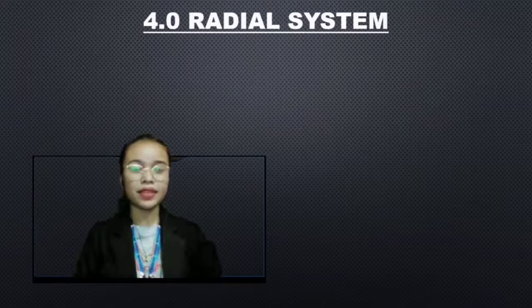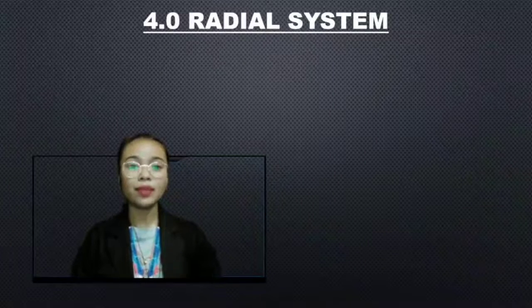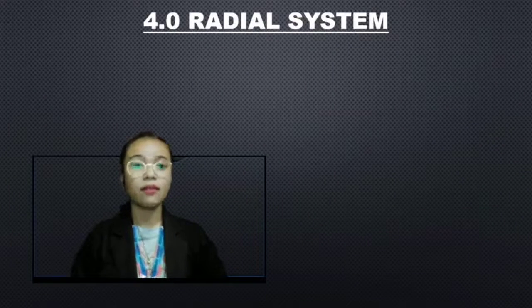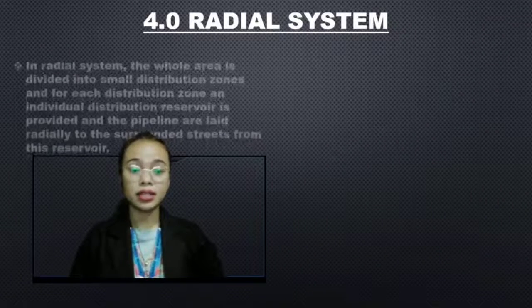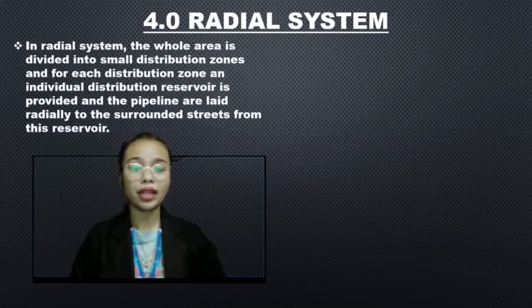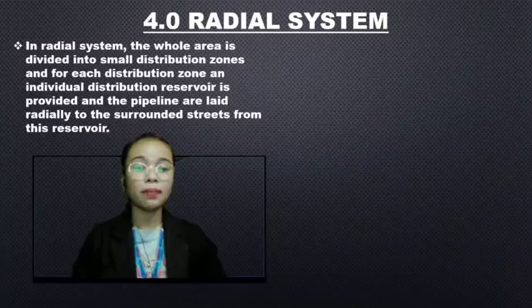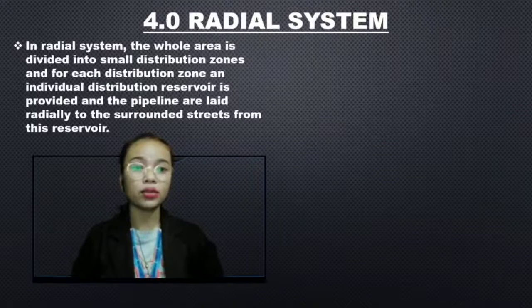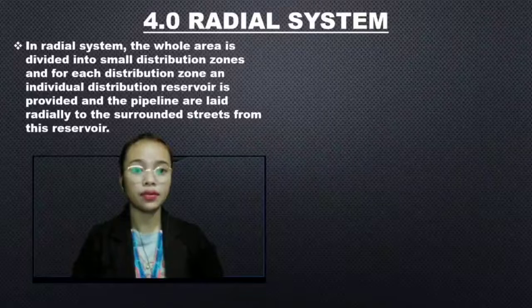Thank you, Syed Muhammad Hafiz. So, moving to my part, I'm going to talk about radial system. For your information, in the radial system, the whole area is divided into small distribution zones, and for each distribution zone, an individual distribution reservoir is provided, and the pipelines are led radially to the surrounding streets from the reservoir.